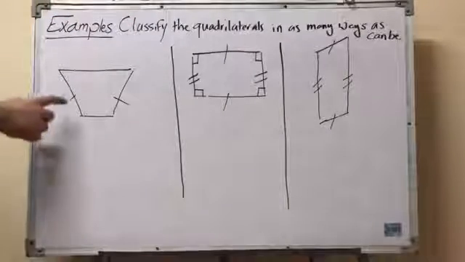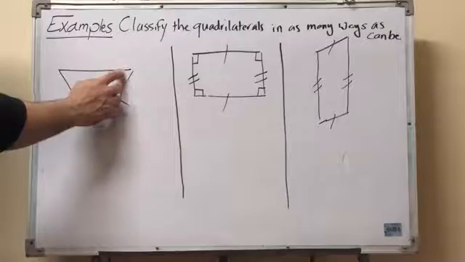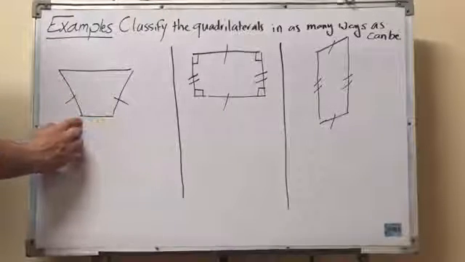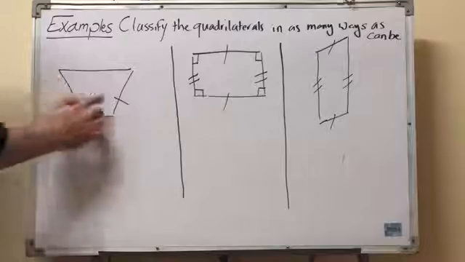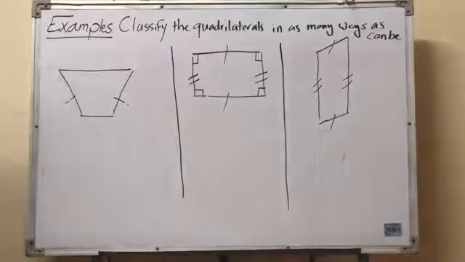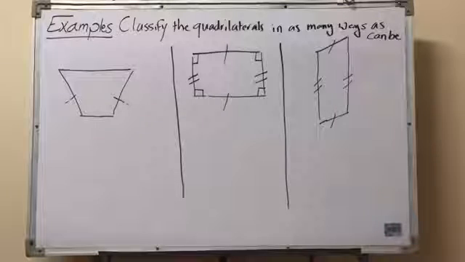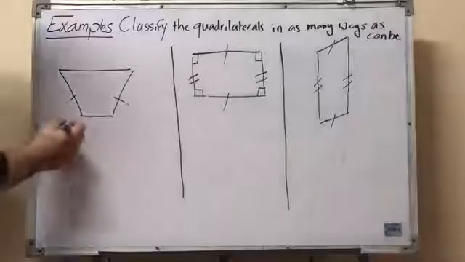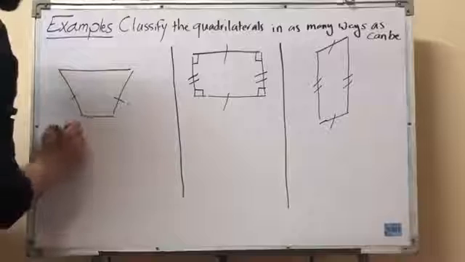So the first one has two opposite and parallel sides. And these two sides are equal, but they are not parallel to each other. So it has at least two parallel sides, but there's nothing else special about it. So this can fit as a trapezoid.